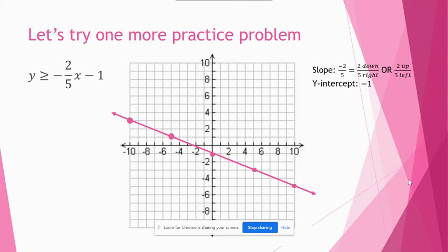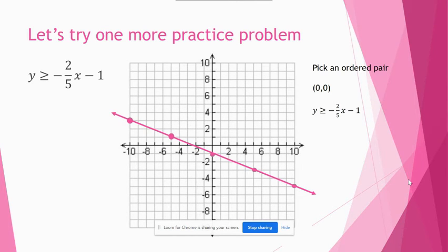So I've taken care of my line. The next thing that I need to do is figure out which way I'm going to be shading. I like to pick a random ordered pair and then figure out if I get a true statement or a false statement to determine which side of the graph I'm going to shade on. So maybe I use the ordered pair 0, 0. That's pretty easy. Then I can substitute the x and y into the inequality.